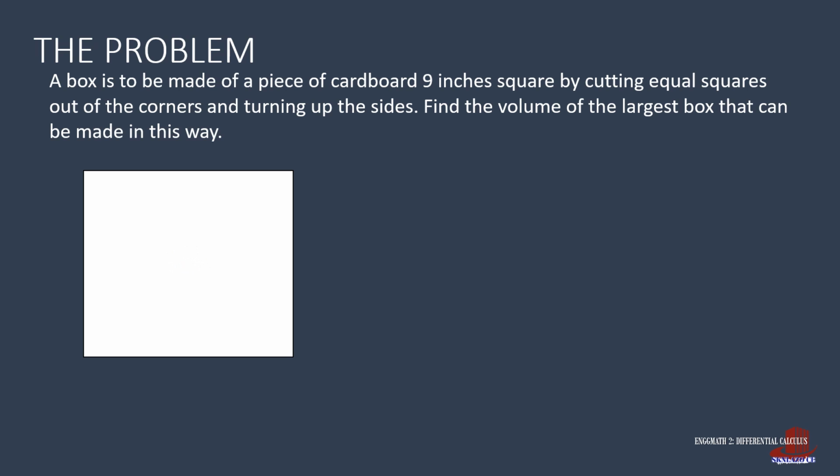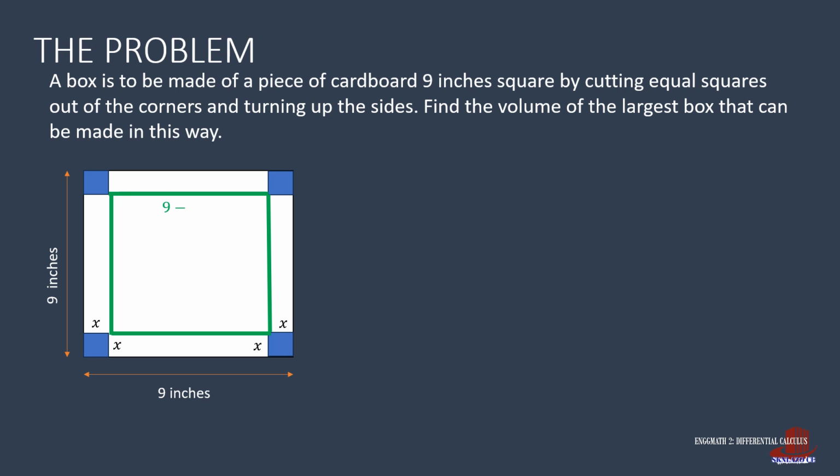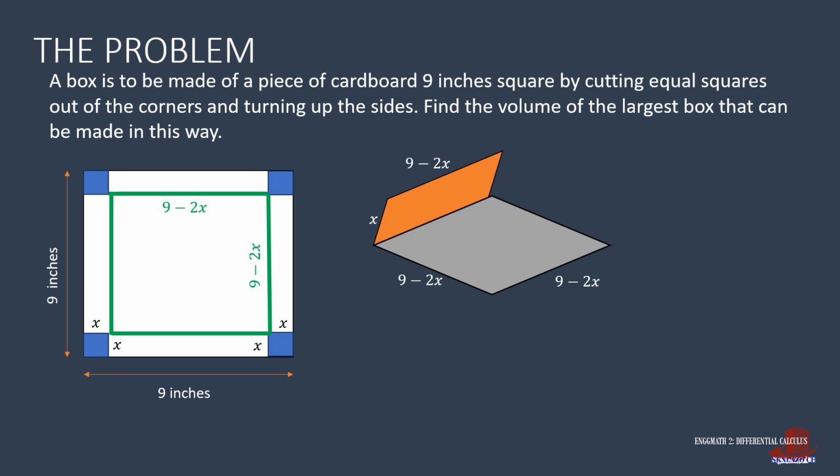So illustrating a square cardboard with side lengths of 9 inches, cut small squares of dimensions x by x from the corners. This will leave the base of the box with length of 9 minus twice of x. To create the box, take the base of 9 less 2x by 9 minus 2x. Then fold the sides where each side has dimensions of 9 minus 2x by x.